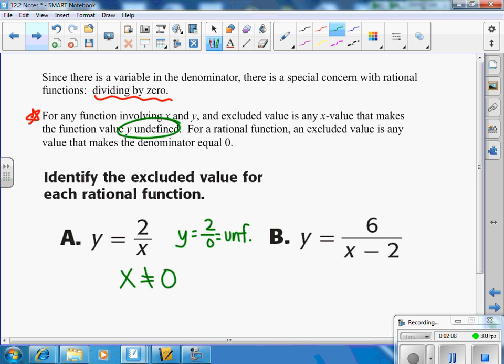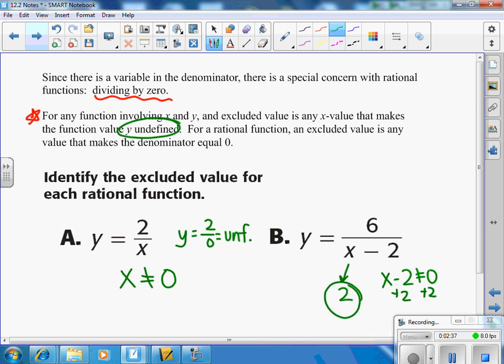For problem B, it's a little more work. Hopefully most people can just recognize right away that 2 would be the value that's excluded. But if you can't, or when the problems start to get a little harder, what you can do is set the denominator not equal to 0, because we don't want that to happen. And then you solve. So we would add 2 to both sides, and we get that x can't be 2. If x is 2, that would make our denominator 0, which can't happen.